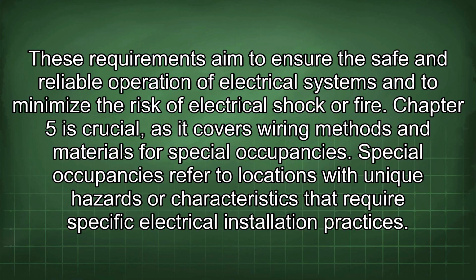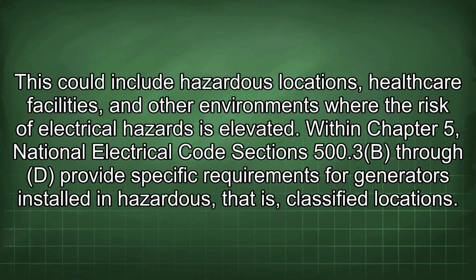Chapter 5 is crucial, as it covers wiring methods and materials for special occupancies. Special occupancies refer to locations with unique hazards or characteristics that require specific electrical installation practices. This could include hazardous locations, healthcare facilities, and other environments where the risk of electrical hazards is elevated.